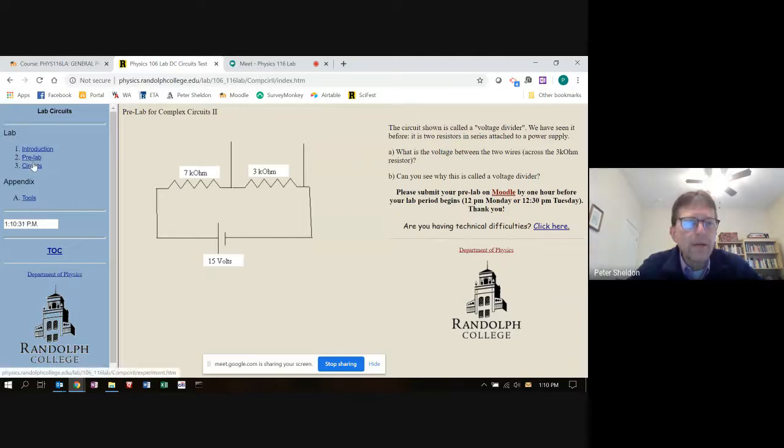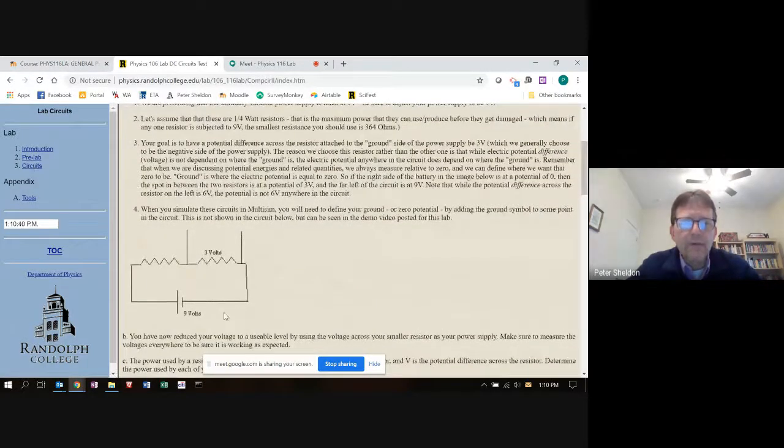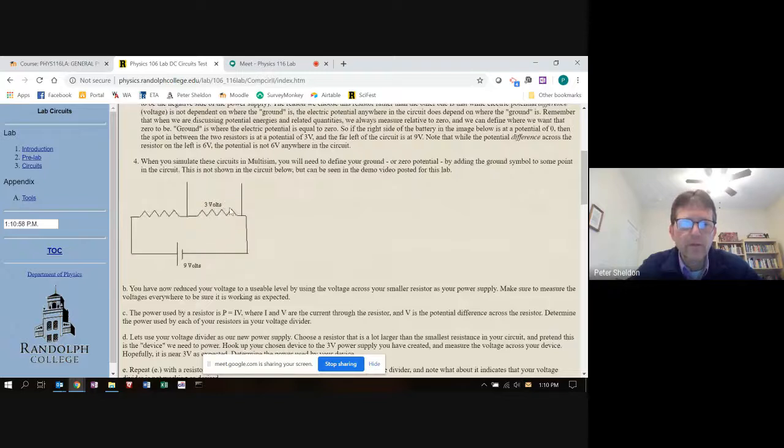So in today's lab, you're going to build a voltage divider. You're going to just build this, but instead of 15 volts, you're going to set the power supply to 9 volts. And you're going to choose two resistors so that you get 3 volts across one of them. It says it right there. So if, for example, I chose a 1,000 ohm resistor on the left and a 1,000 ohm resistor on the right, what would the voltage across this resistor be? It wouldn't be 3 volts. What would it be?